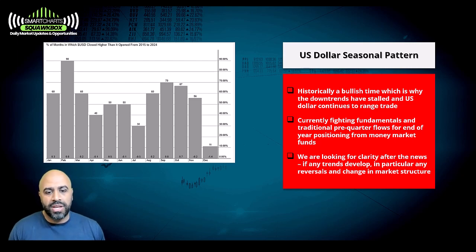And now we can see we're entering more of a bullish period in the US dollar, but people have still been heavily short, and people are still thinking there's maybe a chance of some bigger interest rate cuts.